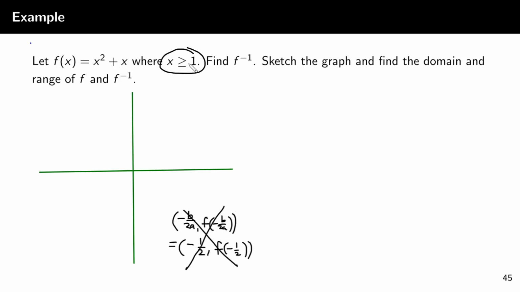So, hindi natin magagamit itong vertex na to. Let's choose the smallest value of x, which is 1. If x is equal to 1, then f of x is equal to 1 squared plus 1, which is equal to 2. So, f of 1 is equal to 2. So, 1 and then 2. 1, 2. Ito yun. If x is equal to 2, meron tayong 2 squared plus 2. So, that's 4 plus 2, which is 6. So, 1, 2, and then 1, 2, 3, 4, 5, 6. Yan. Yan lang yung kailangan natin. And I will just connect the 2.